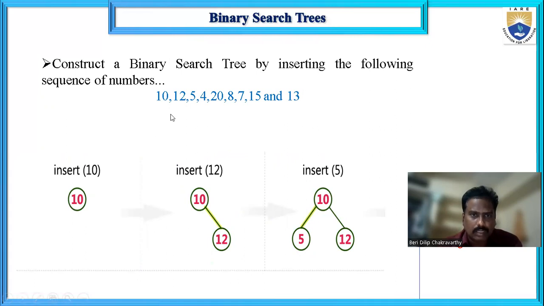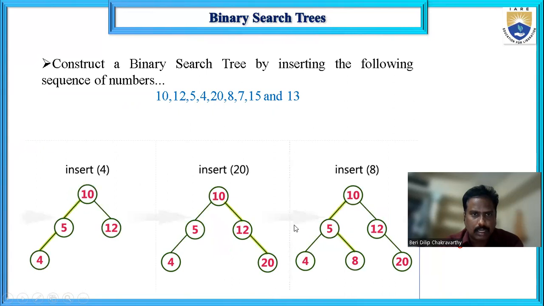Let's see how we construct a binary search tree by inserting the following sequence of numbers. I need to construct a binary search tree, and these are the given elements. First I will take 10. As nothing is there in my tree, I make 10 my root. Now I got 12. I need to insert it. As 12 is greater than 10, I place it as the right child. Then insert 5. As 5 is less than 10, I place it as the left child. In this way, I am going to insert.